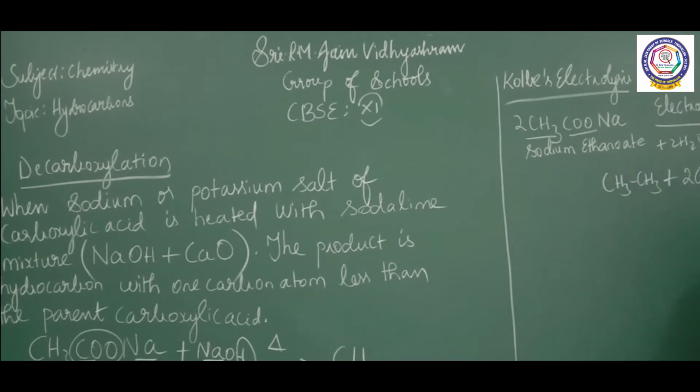So here when sodium ethanoate undergoes electrolysis, we are adding water. So what is happening here? I am getting 2 CH3 plus 2 CO2. I am getting 2 molecules of carbon dioxide with the liberation of hydrogen gas and sodium hydroxide. So this is the first step.